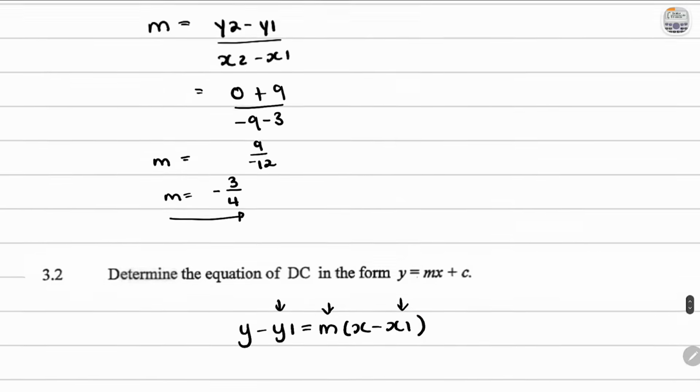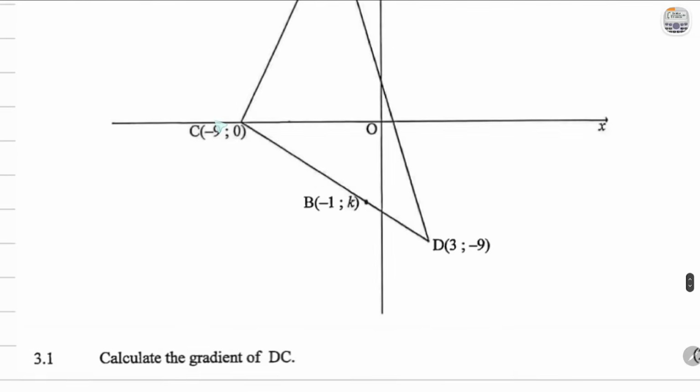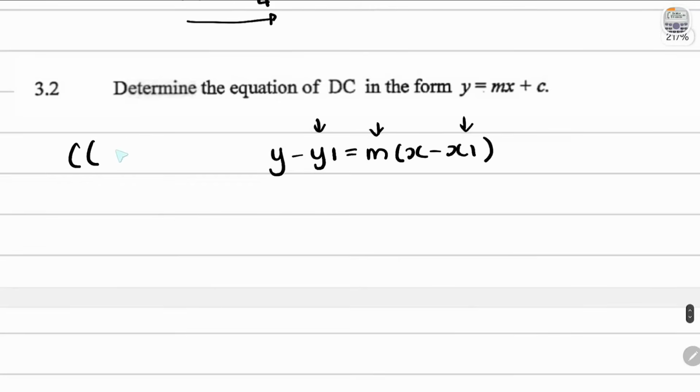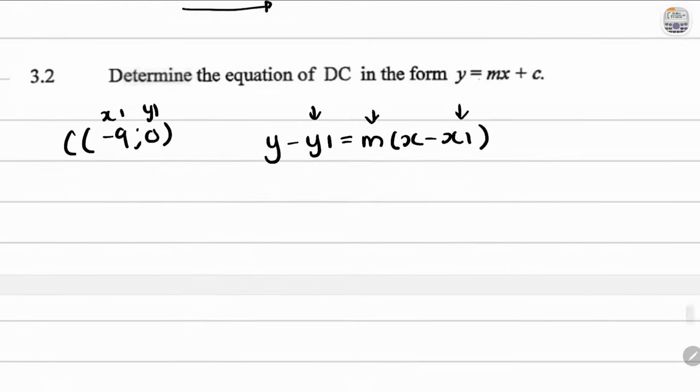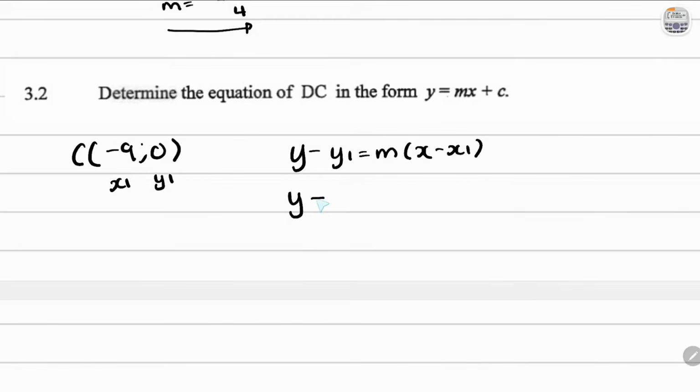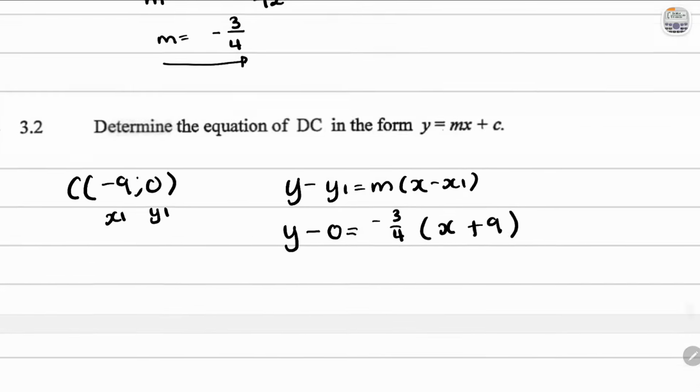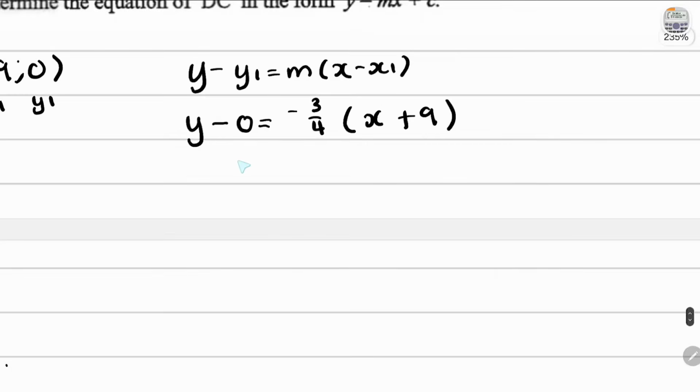We're going to pick the easiest point really. The easiest point here would be C. So -9 and 0 can be our point. Keep that -9 and 0. That's our x1 and that's our y1. So that is y minus 0, which is y1, is equal to our gradient, -3 over 4, multiplied by x minus -9, which becomes a positive 9. So we just have to simplify. Y minus 0 is just going to stay y, because it's y minus nothing.